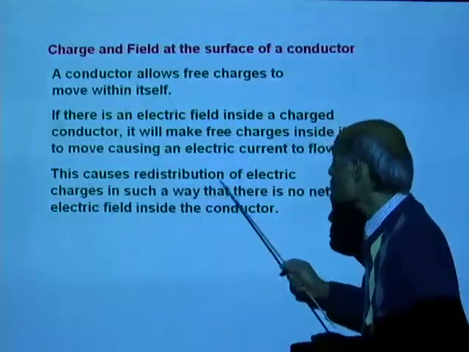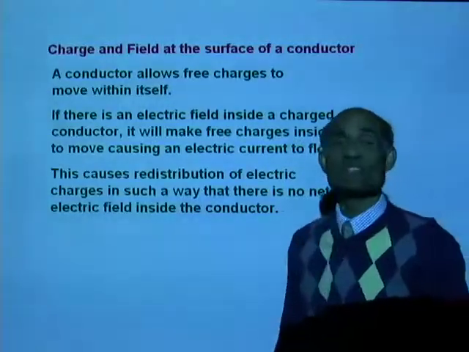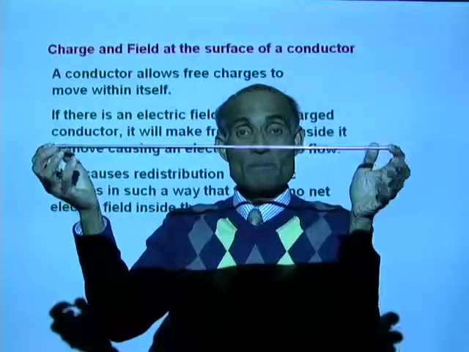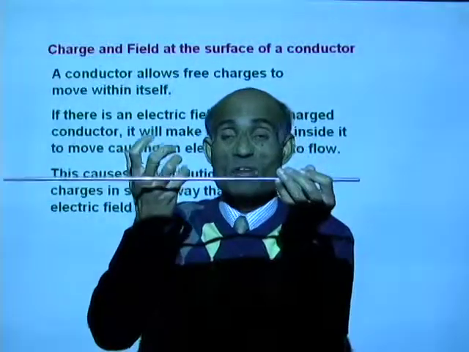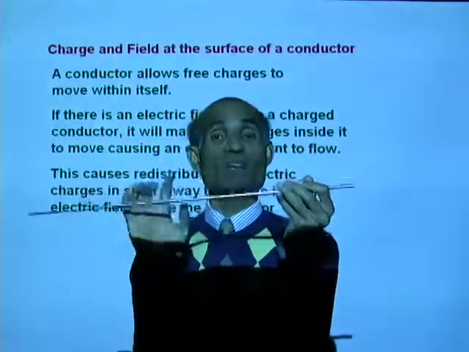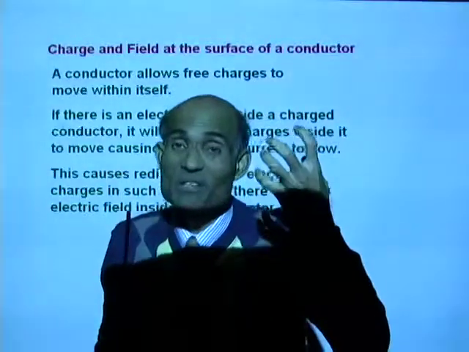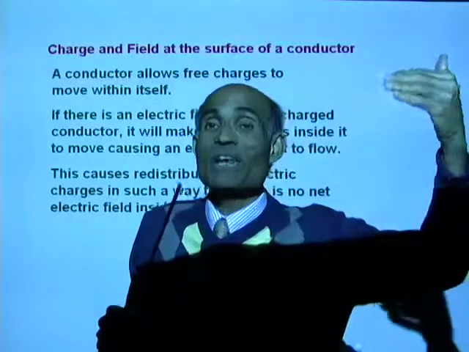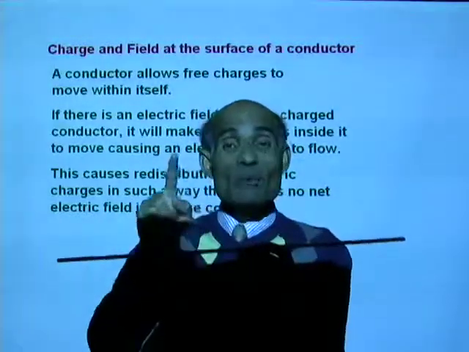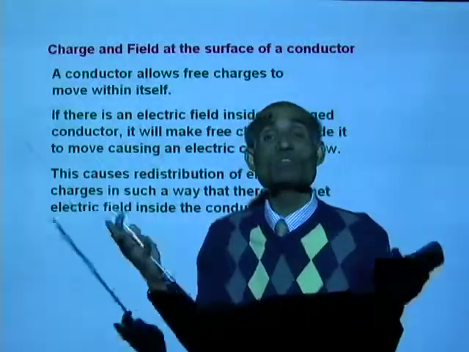So, this causes redistribution of electric charges in such a way that there is no net electric field inside the conductor. So, if you charge a conducting material, then there will be redistribution of charges occurring in such a way that there is no net field inside a charged conductor. Now remember, in the previous case we talked about a charged sphere. That is not a conducting sphere. It is a non-conducting sphere. We talked about the electric field inside that material. But if it is a conducting sphere, there will be no electric field inside that sphere. The electric field inside a conductor will be zero.